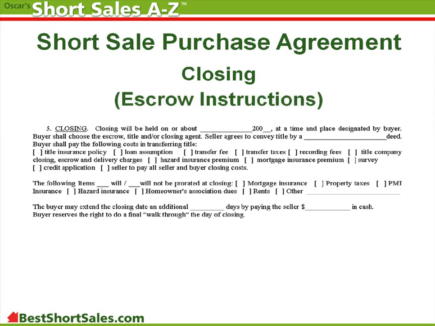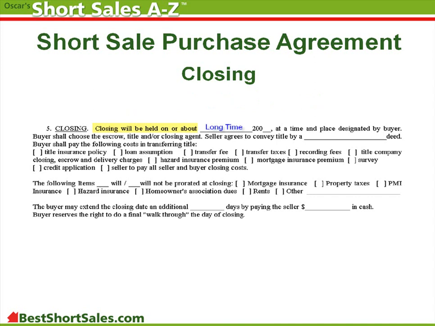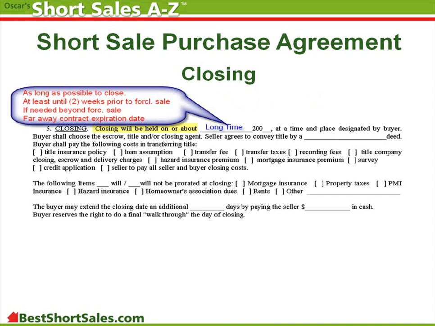These are escrow instructions. The contract reads, closing will be held on or about, put a date that gives a long time to close. It is important to have as much time as possible. Some short sales can take a long time. You do not want to run out of contract. The contract should be valid until at least 2 weeks prior to the foreclosure sale date.